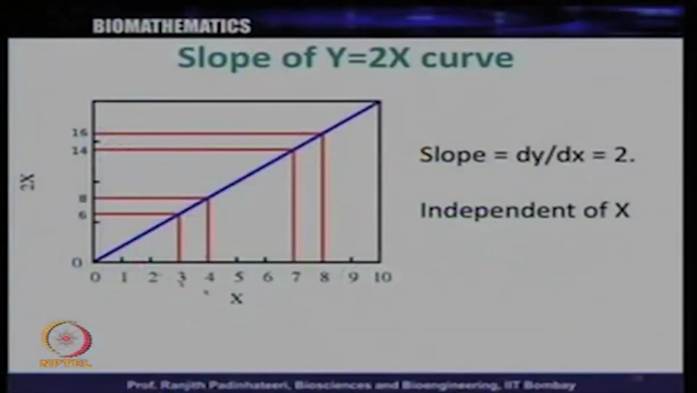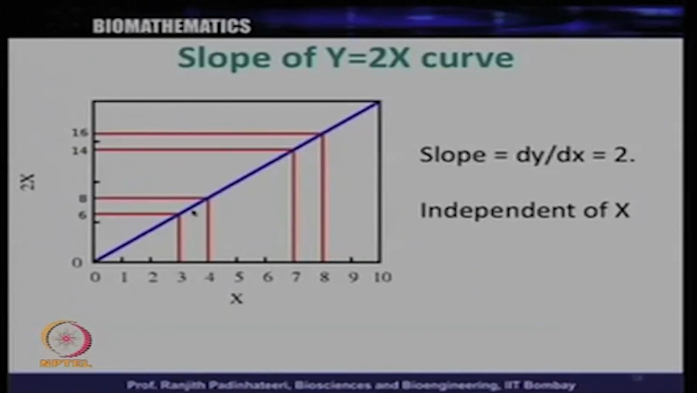Now, instead of 3 and 4, where we got 6 and 8, let us take 7 and 8, just like we did in the previous case. If we take 7 as the x value, the corresponding y value is twice 7, which is 14. If you take 8 as the x value, the corresponding y value is 16. So, the change in x is 8 minus 7, which is 1. The change in y is 16 minus 14, which is 2. So, dy by dx is again 2 here.